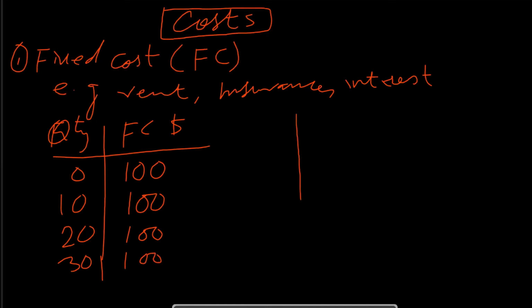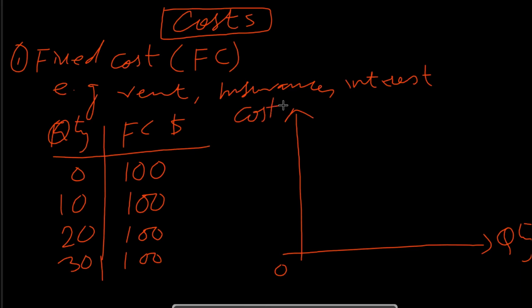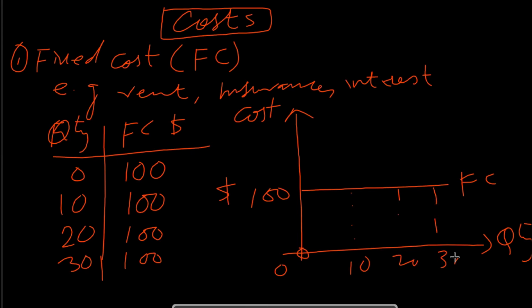And if we make a graph, the graph will look like this. We can plot quantity on the x-axis, and this is cost on the y-axis. So the graph of fixed cost will be a horizontal straight line showing that fixed cost is $100, even if output is zero, or output is 10, 20, or 30. So fixed cost is like a horizontal straight line.